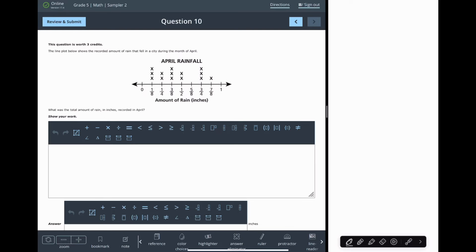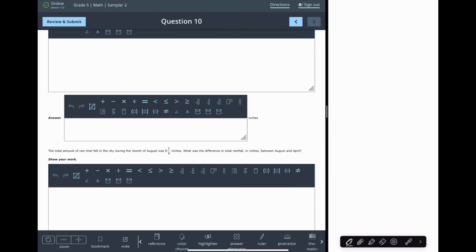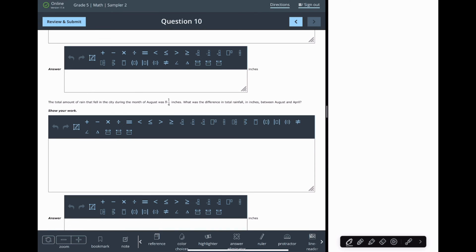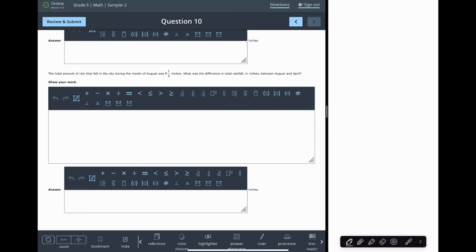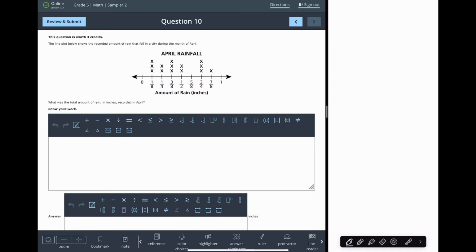And you can see that I have to show my work for one part, where I have to figure out the total amount of rain. And then I have to give an answer. And then I have one more question where I have to show my work and give an answer. So you can see I have 4 boxes to fill. Now imagine I'm only going to have scrap paper while working through this problem. The line plot shows the amount of rain that fell in the city during the month of April. What was the total amount of rain in inches for April?